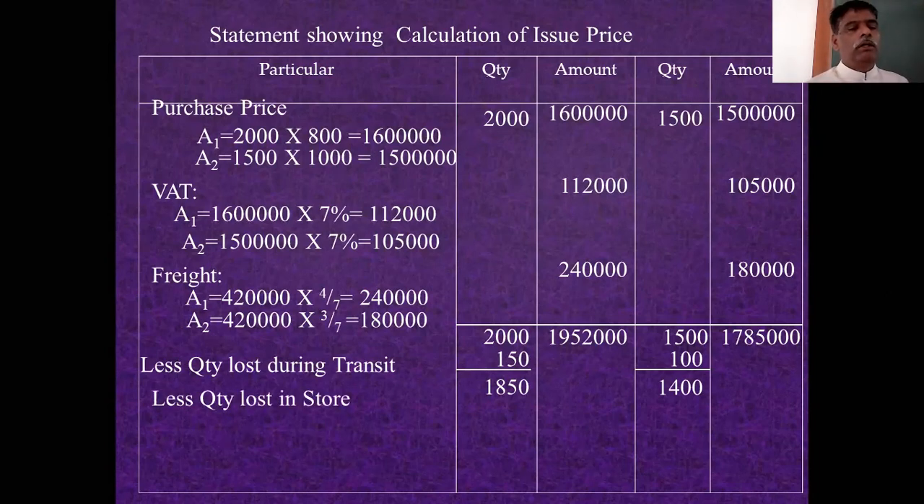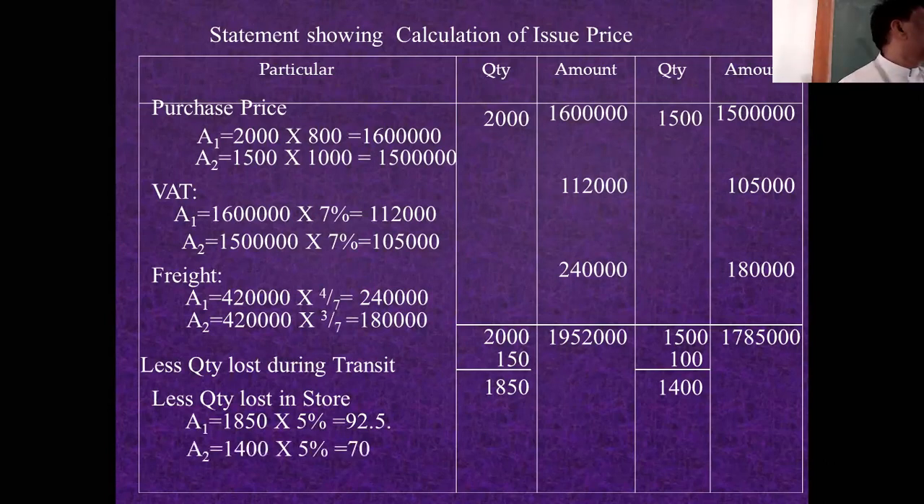So quantity lost in store. Quantity lost in store is 5%. So you calculate 5% on first. 1850 into 5% is 92.5. Then second, A2, is 1400 into 5% is 70.